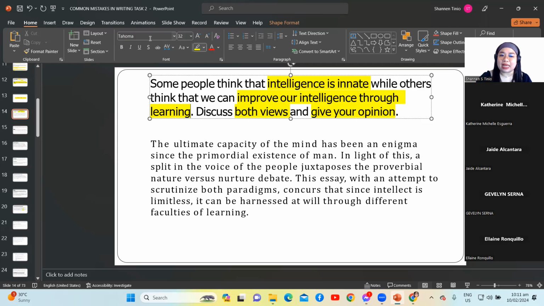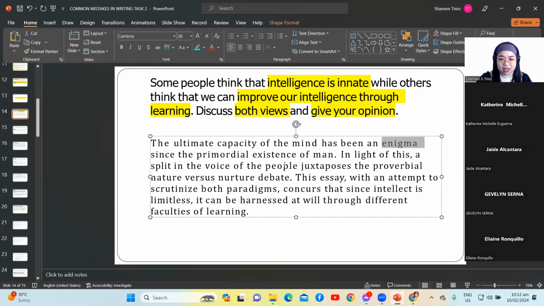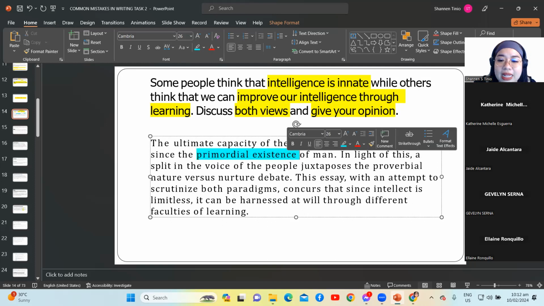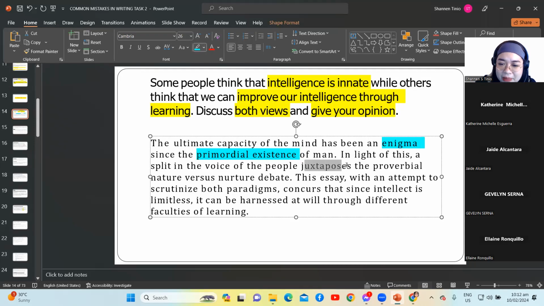Ngayon, ano ba ang isang example ng trying too hard? The ultimate capacity of the mind has been an enigma since the primordial existence of a man. In light of this, a split in the voice of the people juxtaposes the proverbial nature versus nurture debate. Napakalalalim. Saan ba kinuhang baul yan? Diba? Proverbial nature versus nurture debate.